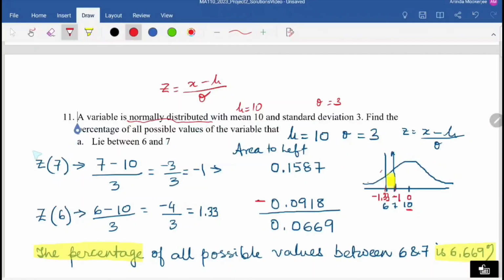So I first found the z value corresponding to 7. So 7 minus 10 divided by 3 gives us negative 3 over 3, which is negative 1. And then I found the z value corresponding to 6, and plugging in the values, 6 minus 10 divided by 3 is negative 4 over 3, which is negative 1.33.